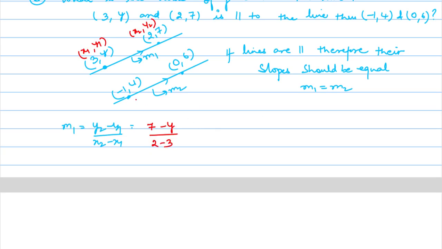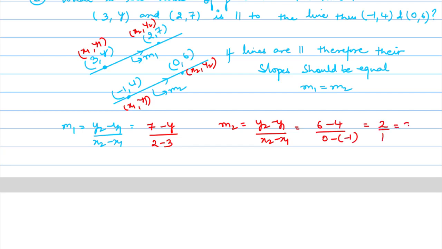In the same way, we can use this as (x1, y1) and this as (x2, y2). And what will be the slope of the second line? y2 minus y1 upon x2 minus x1. So apply the formula: 6 minus 4, y2 minus y1, upon 0 minus minus 1. What do you get? 2 upon 1, which is 2. Now according to your condition, both these slopes should be equal. Why? Because these lines are parallel. Therefore, what do we get? 7 minus y upon minus 1 should be equal to 2.